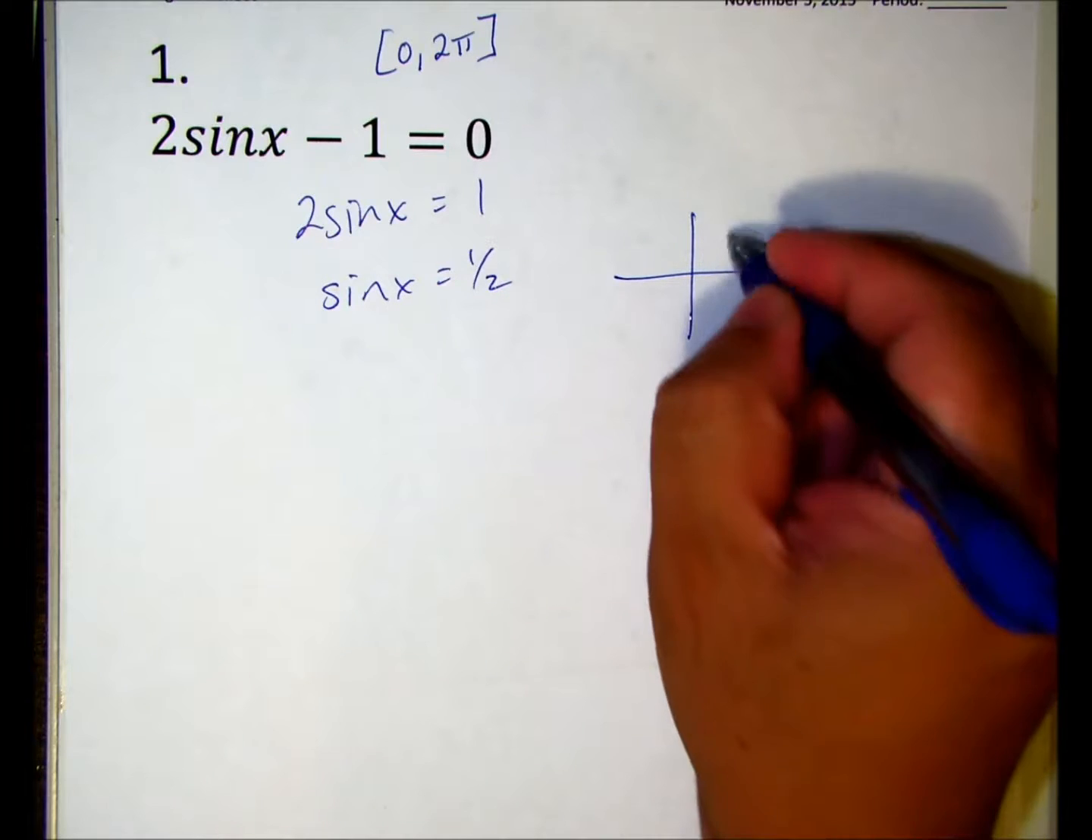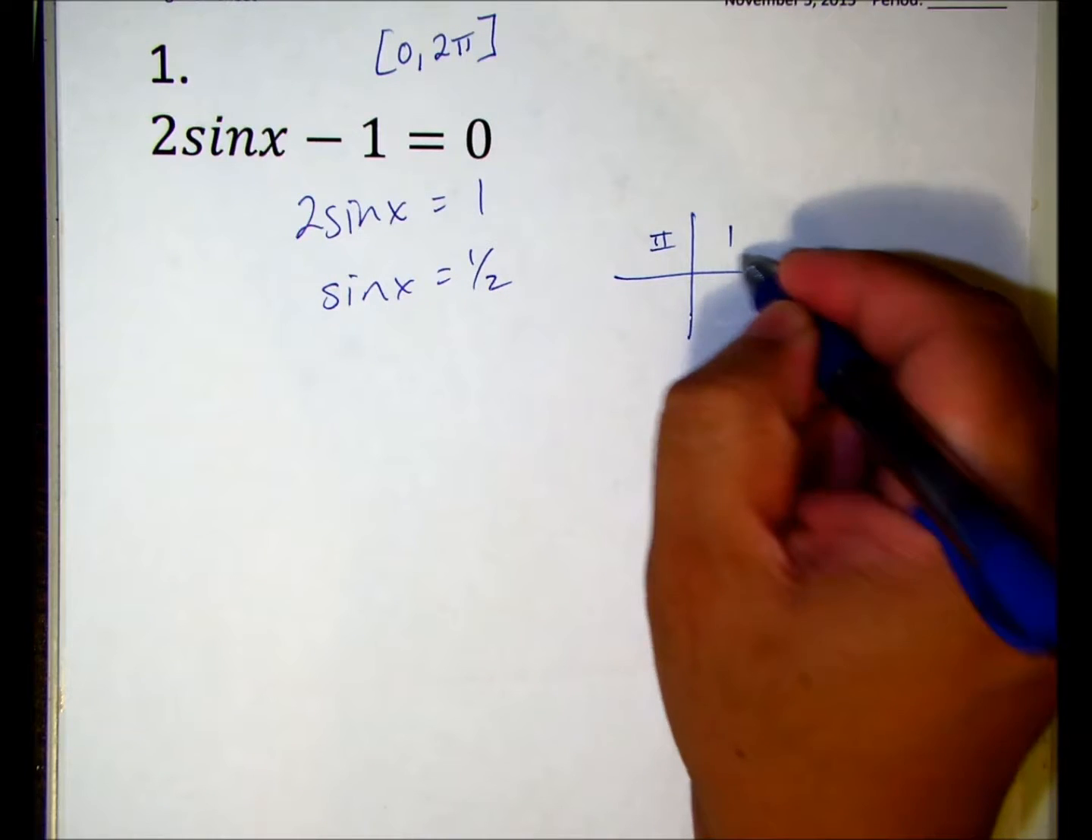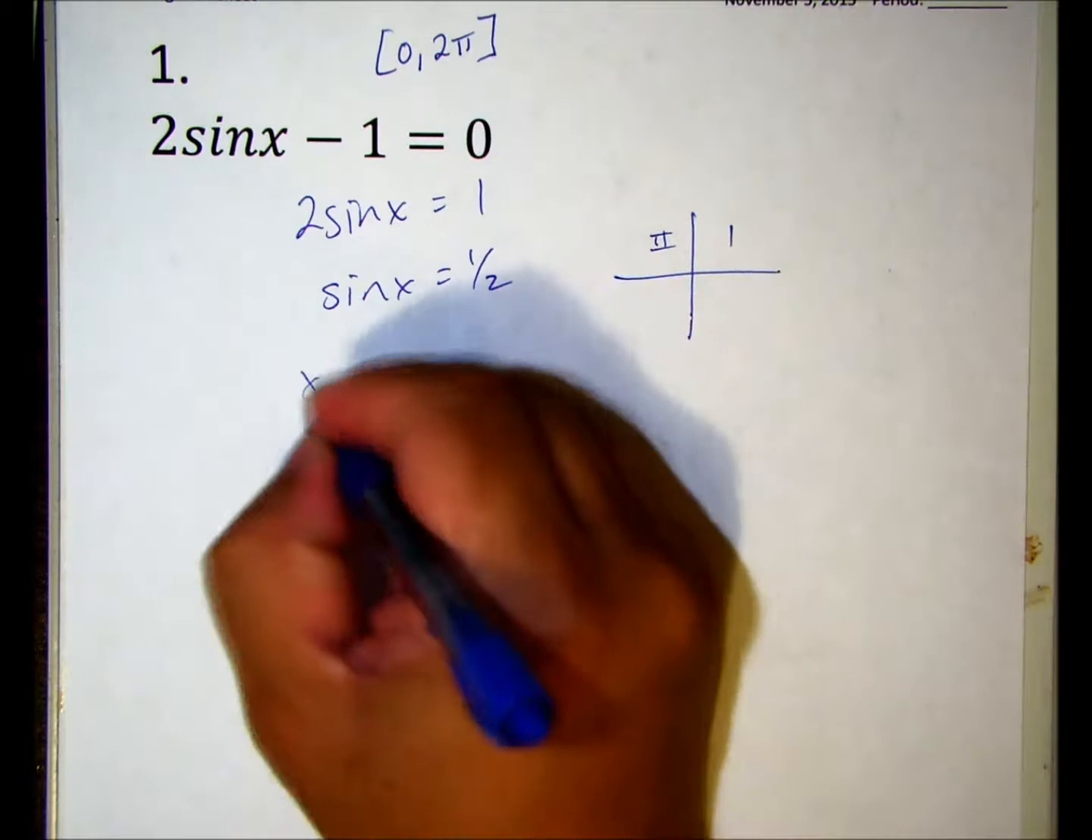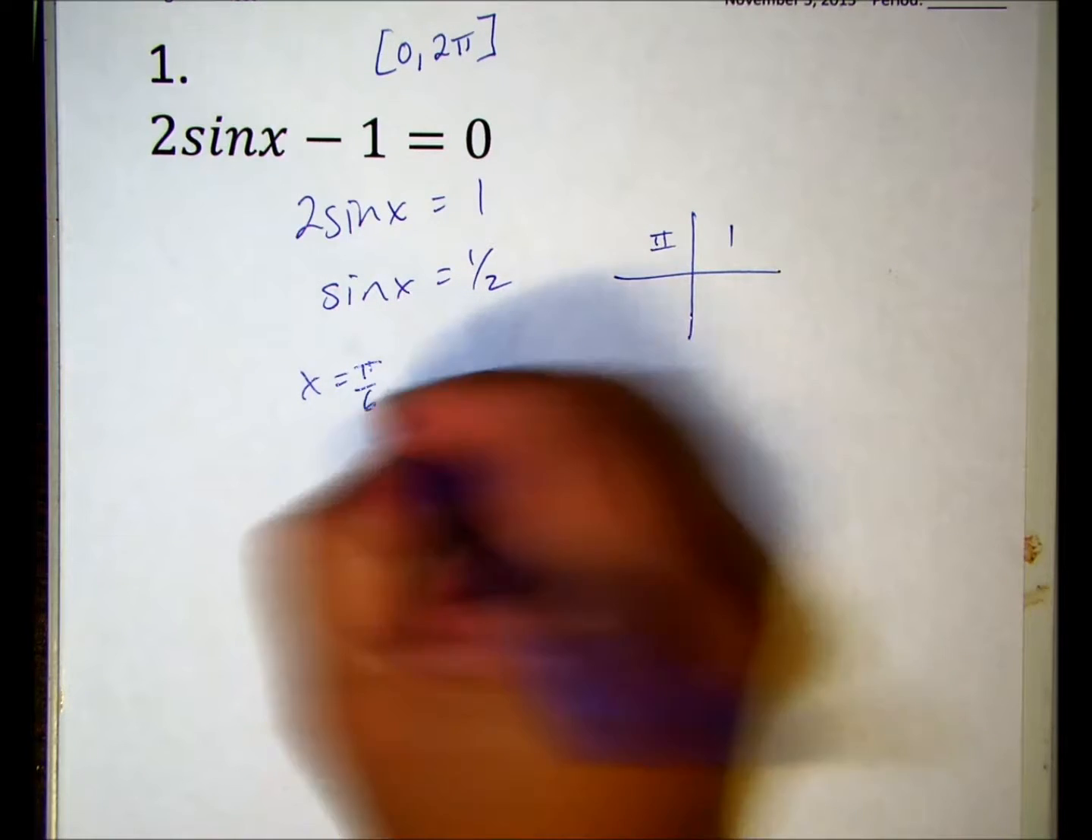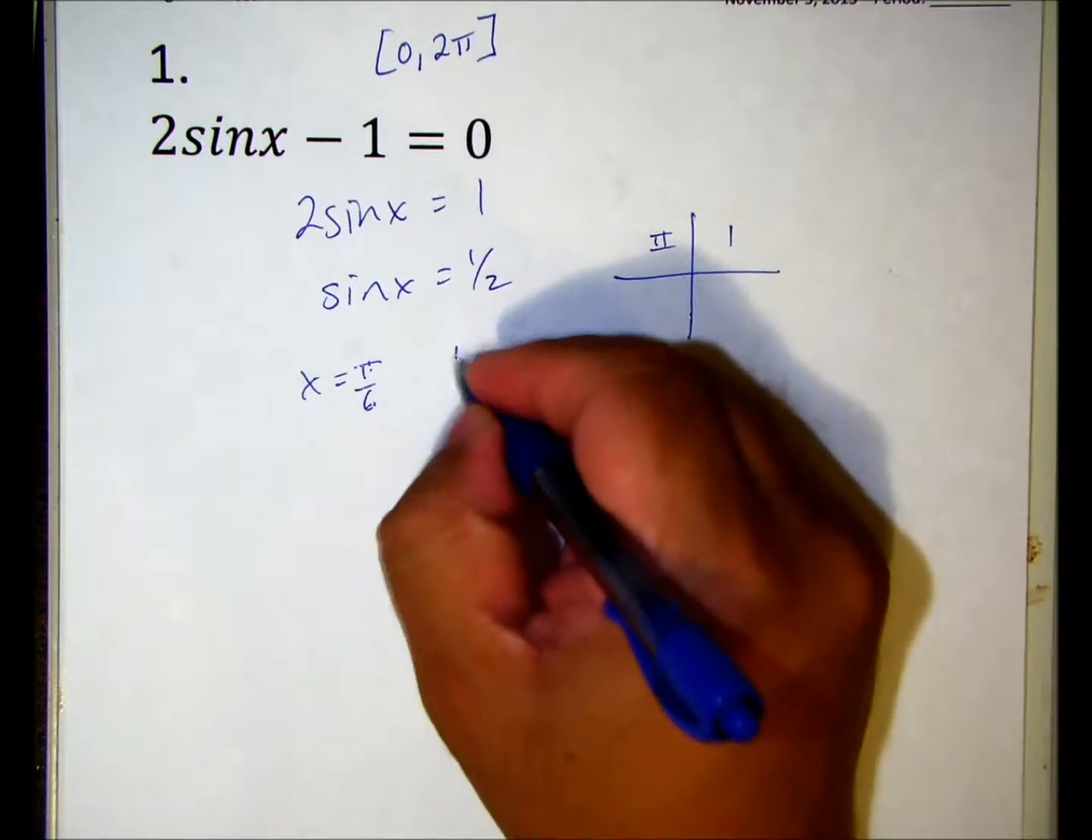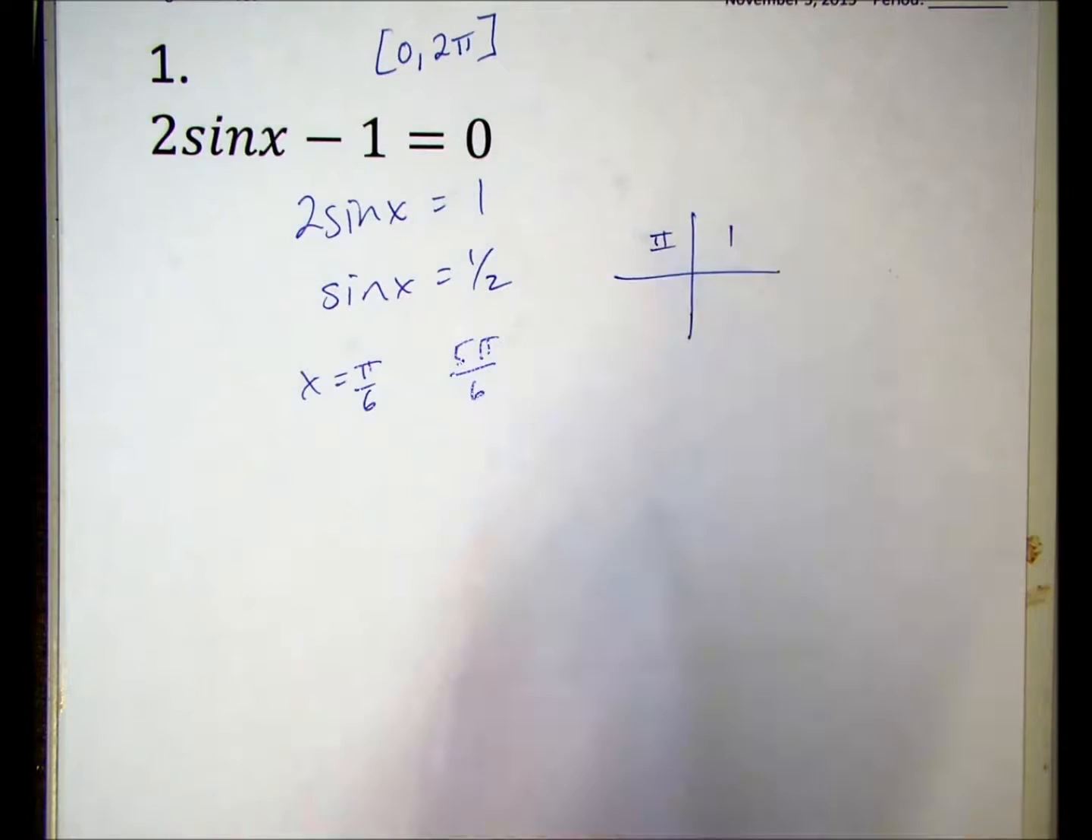And sine is positive in the first and second quadrant, so it's going to be over here and here, so that's going to be pi over 6 and 5 pi over 6. That's number 1. I guess we could fit more than one on here. Ugh, nasty. I don't know what that is.